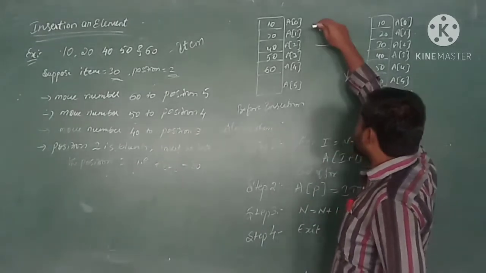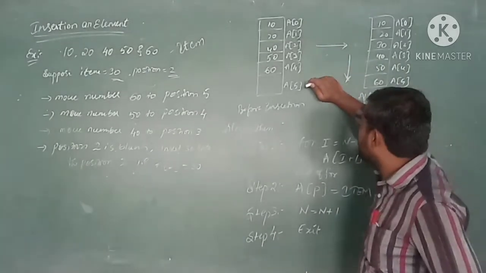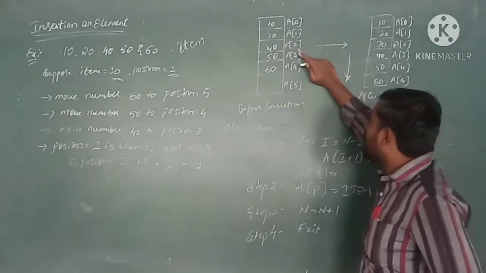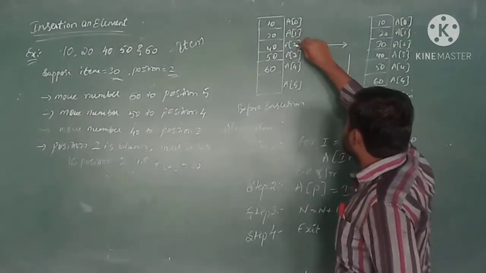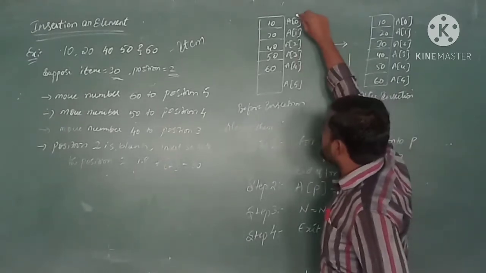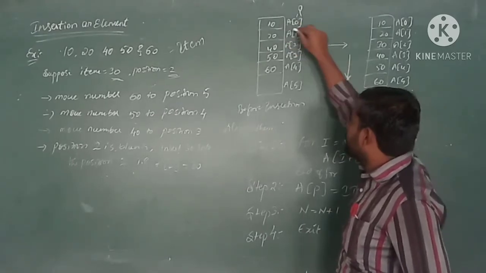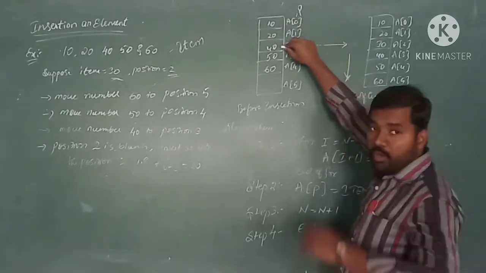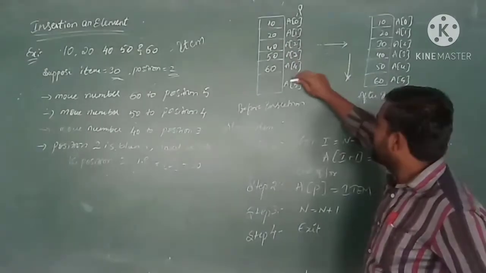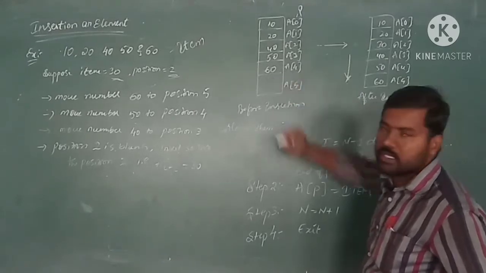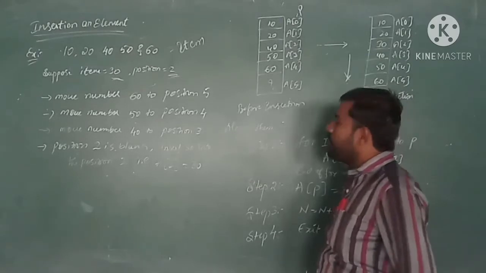Here we have taken a diagram: a of 0, a of 1, a of 2, a of 3, a of 4 and a of 5. As we know, these are called indexes or indices, or we say subscripts. So 0, 1, 2, 3, 4, 5 are called the positions. Position 0 we have 10, position 1 we have 20, position 2 we have 40, position 3 we have 50 and position 4 we have 60 here. Whereas position 5 we have an empty element. We don't have any element in a of 5 here.